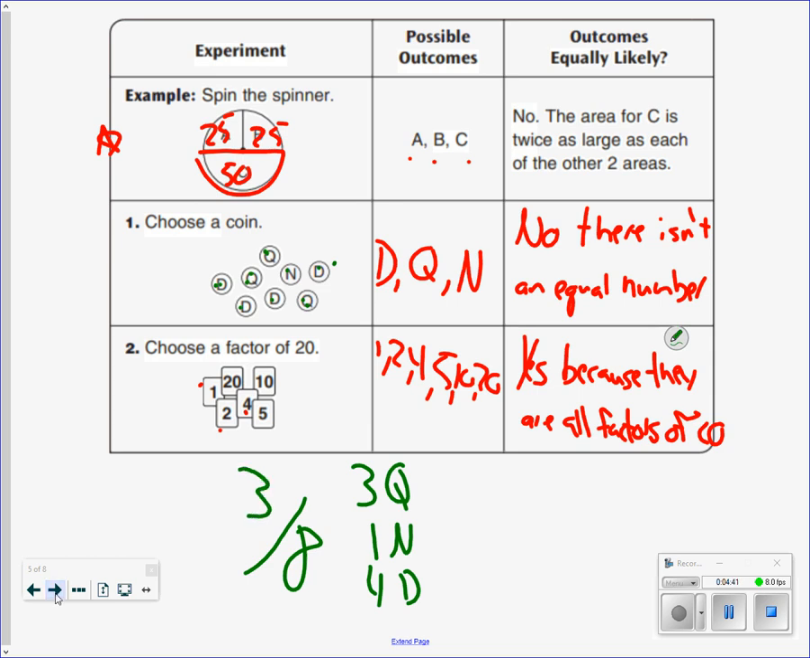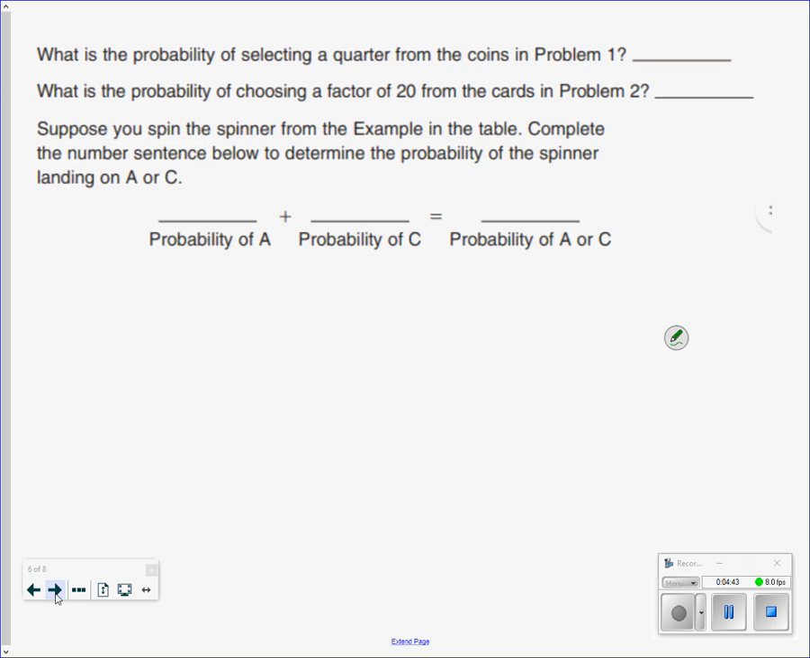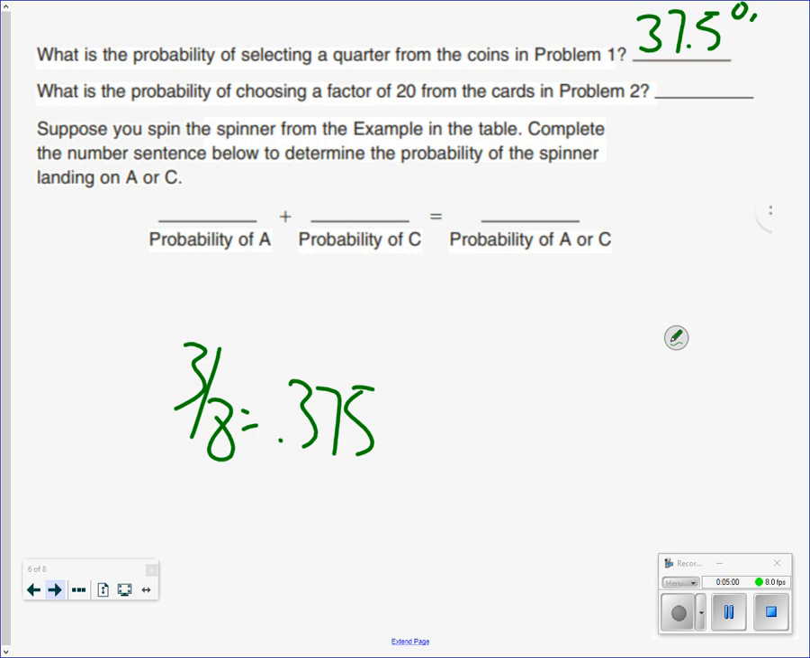Okay. Go here. What is the probability of selecting a quarter? Well, 3 out of 8. What does that give me? If I type that onto my calculator, I'll let you guys use a calculator when doing some probability. 3 divided by 8 equals 0.375, which would be 37.5% chance of getting a quarter there.